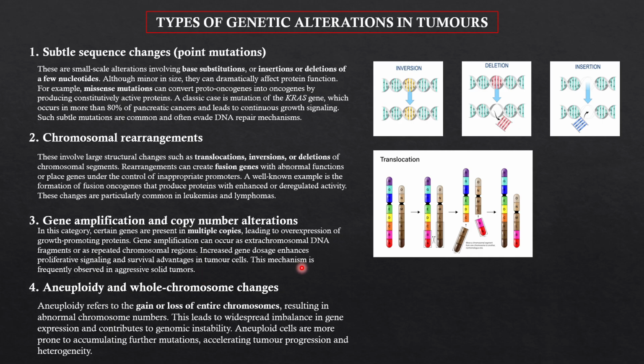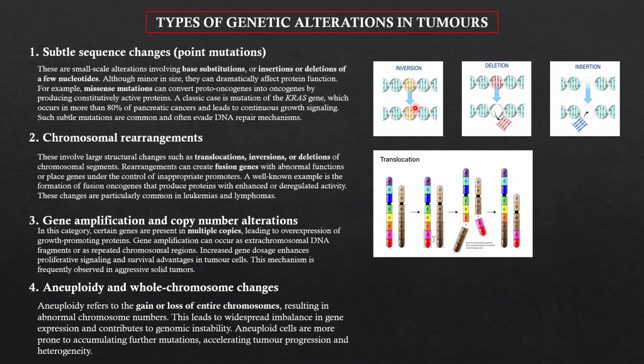This is followed by aneuploidy, which is basically whole chromosomal changes. Aneuploidy refers to the gain or loss of an entire chromosome. So basically, it results in abnormal chromosome numbers, and this leads to widespread imbalance in gene expression and contributes to genomic instability. Aneuploid cells are more prone to accumulating further mutations, accelerating tumor progression and heterogeneity.